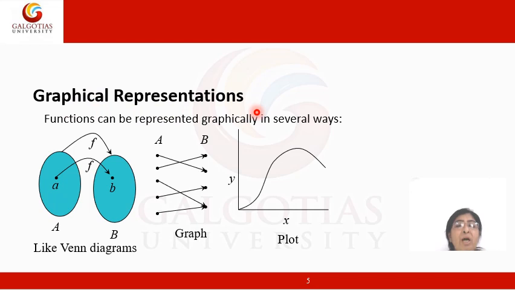Graphical presentation: how will you express functions graphically? We can express them graphically in three ways. First is the Venn diagram, another is the graph, another is the plot. In the Venn diagram you can see that A and B are two sets, and small a is an element belonging to A, and the image f(a) is b, so b = f(a), where b is an element lying in the set B.